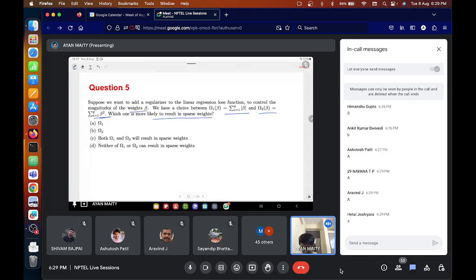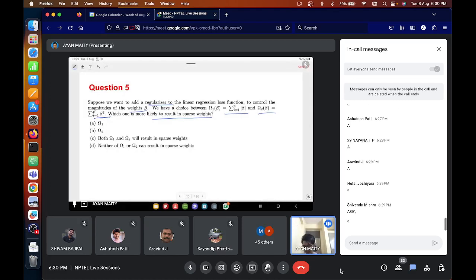This is the actual objective of using regularizers, that we want to reduce the number of features, so we want sparse weights. So which of these regularizers will produce sparse weights? There are four options. Option A says the first one, option B says the second regularizer, option C says both the regularizers will result in sparse weights, and option D says neither of these will produce sparse weights. I have already got many answers in the chat. All of you are saying option A.